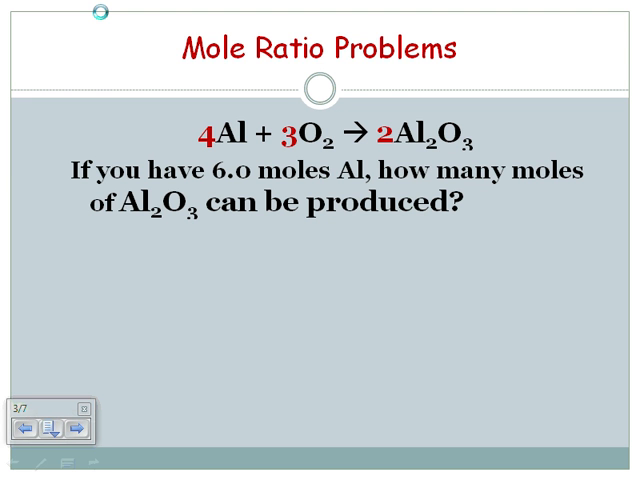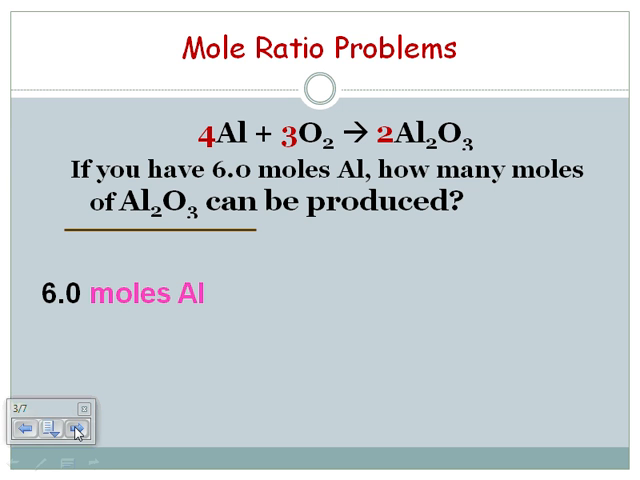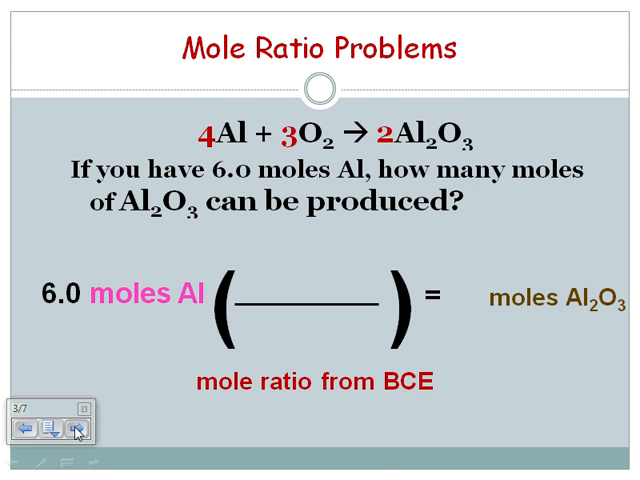Starting out with your balanced chemical equation. You always have to have that. Start out with 6 moles of aluminum. That's what you're given, so you start out with that. Do your conversion factor, and you will end up with moles of aluminum oxide at the end. So this is your mole ratio, going from one unit to another, going from moles of aluminum to moles of aluminum oxide. And when we do this, it has to be in moles. It can't be in grams.